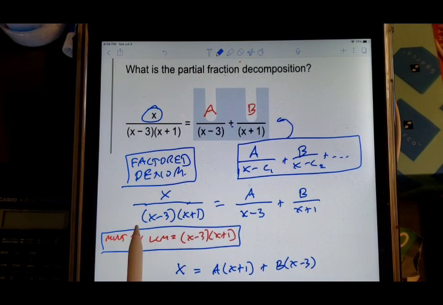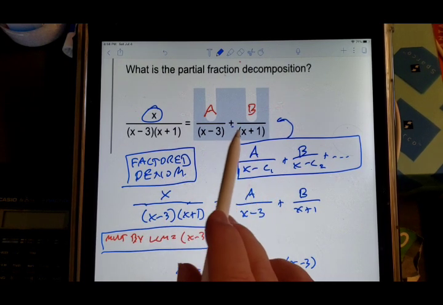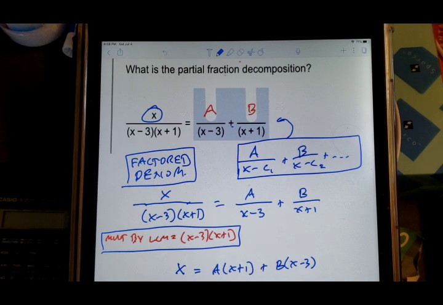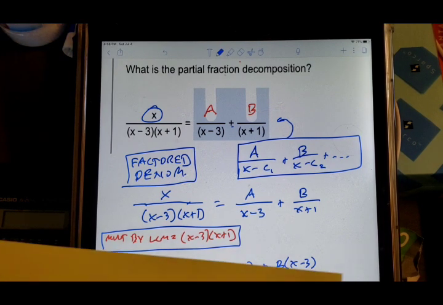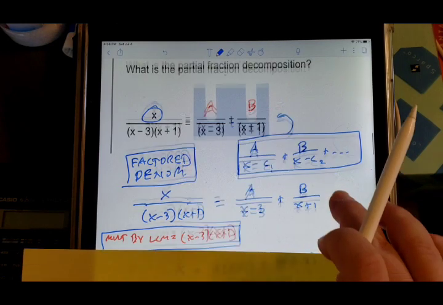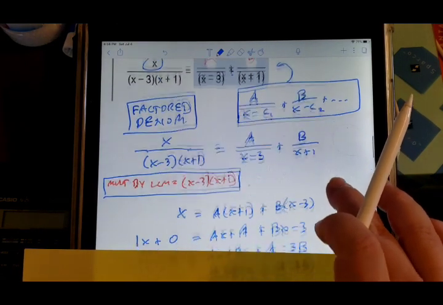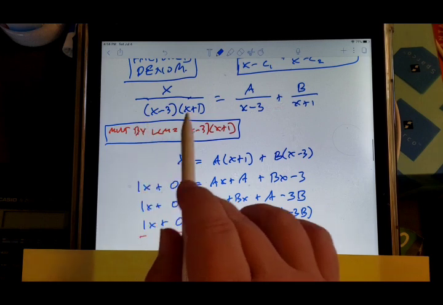So we want our problem with a factored denominator and our setup. And we're going to clear fractions. So clearing fractions on this particular problem is just that. I'm going to multiply by the LCM, which is the denominator.